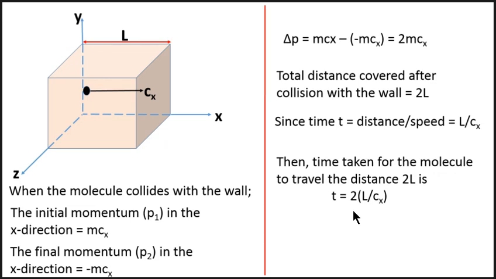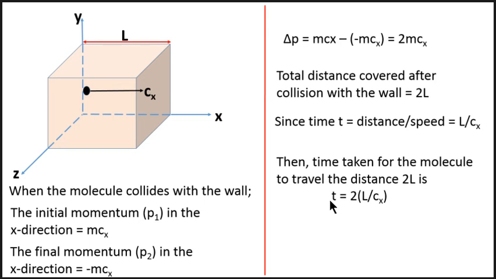How did I come up with this? This time here is simply the time taken for the molecule to hit the wall, to cover distance L, just to hit the wall. But the time it takes to hit the wall and to return back will be twice the time it takes to hit the wall. And that's why I have 2 times the time it takes to hit the wall here, which is L over Cx. And that's what I have right here.